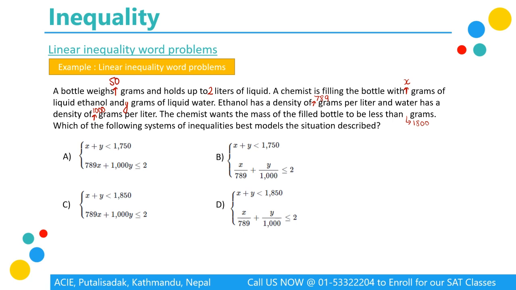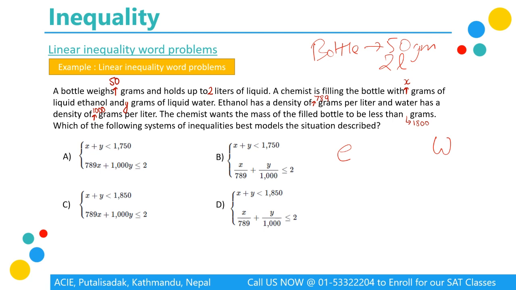So over here, similarly to our linear equations word problem, we have to know which are the important information and where to classify them. So for that, first we have to be able to interpret the data very properly. In this case, we have two liquids given to us, which is liquid ethanol, and the other is water. Before that, we have the information that the bottle itself weighs about 50 grams and that it can hold up to 2 liters of liquid. So it can hold 2 liters of volume.